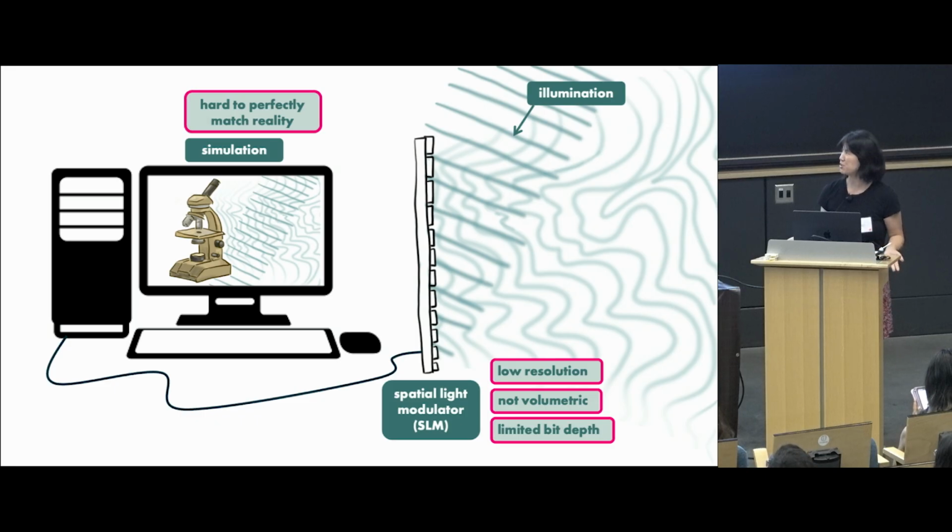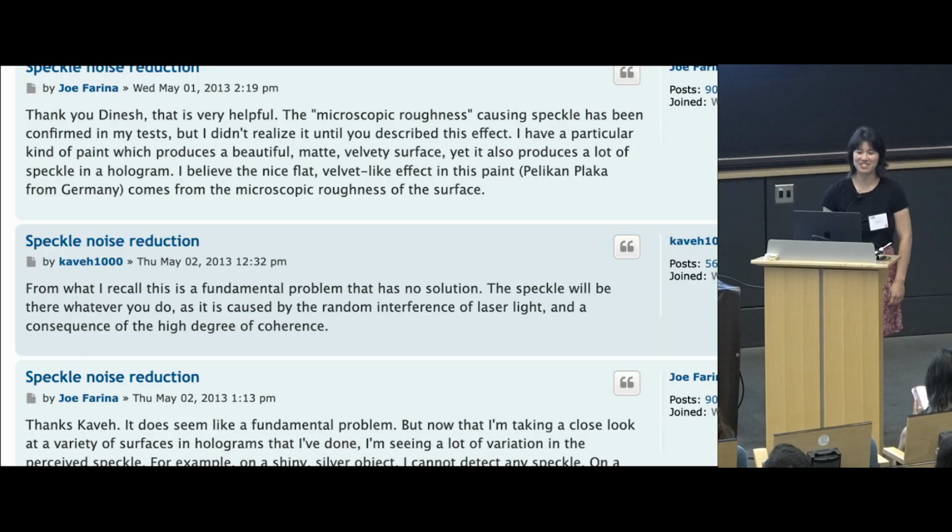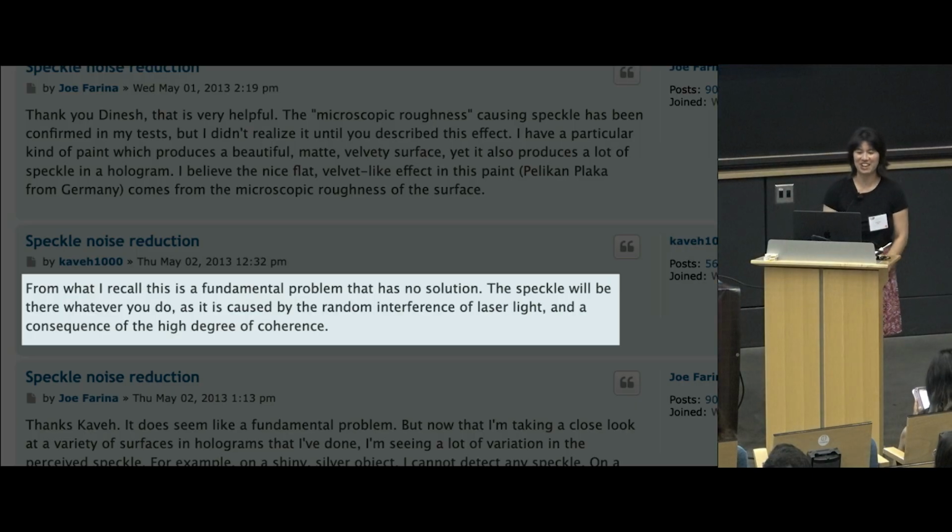So what can we do about this? We can look back at our forum to see if anyone has any ideas. But unfortunately, this user says, "From what I recall, this is a fundamental problem that has no solution." Which honestly, I kind of agree with on some level. Really what we're trying to do is to mitigate how much this speckle hurts us. We're trying to reduce the speckle contrast as much as possible so that it's less noticeable. Maybe we're trying to reduce the speckle size. But we're not going to get rid of it entirely as long as we have this high degree of coherence in our systems. So how do we mitigate speckle?